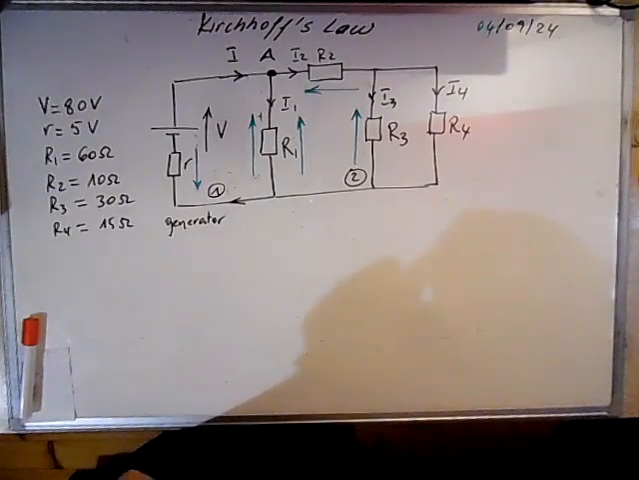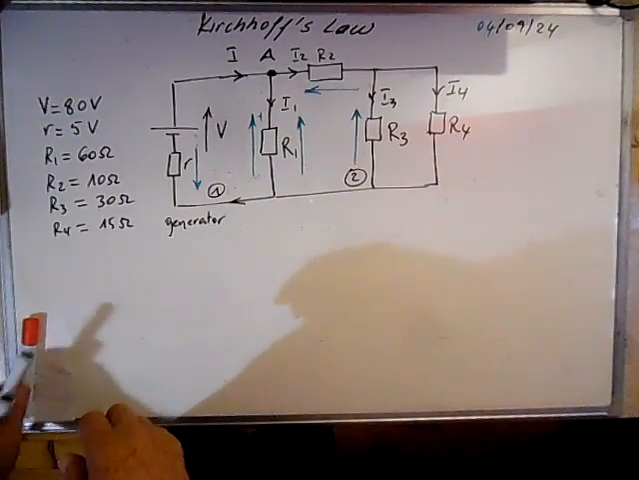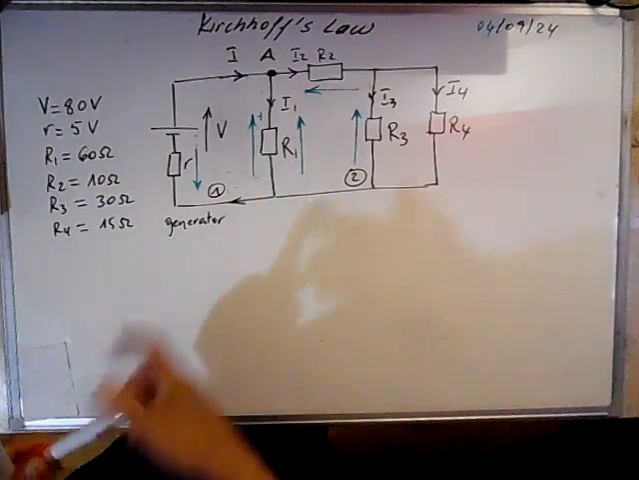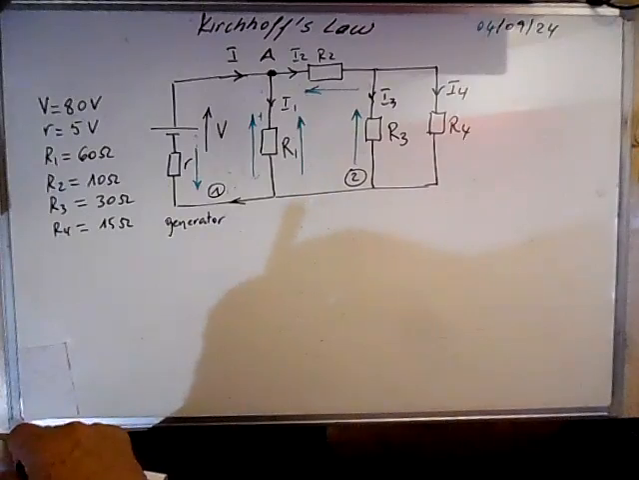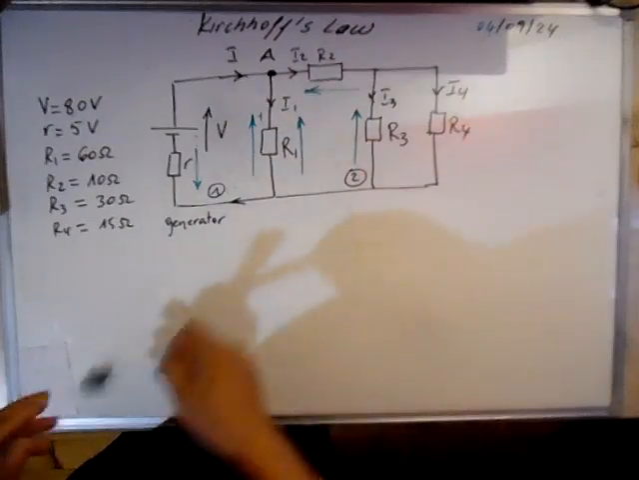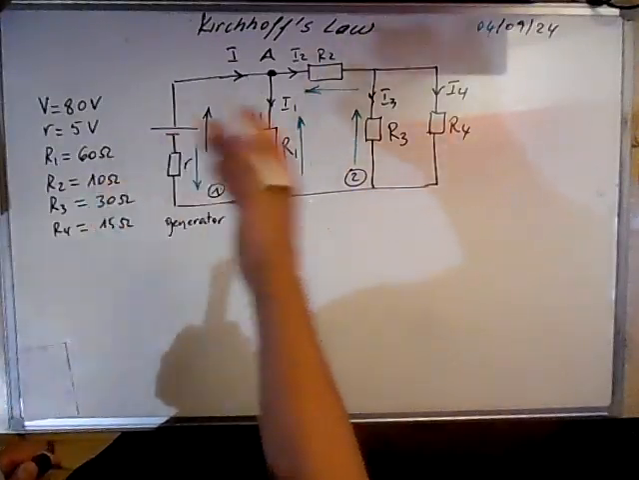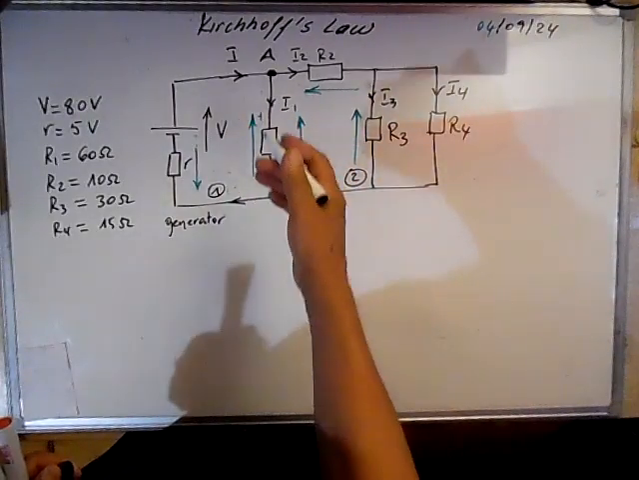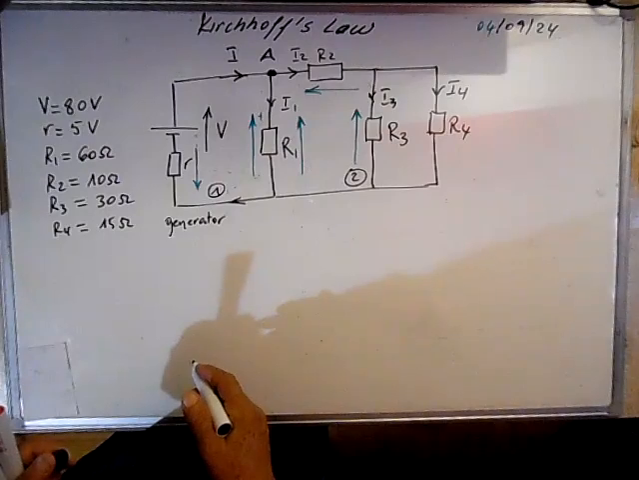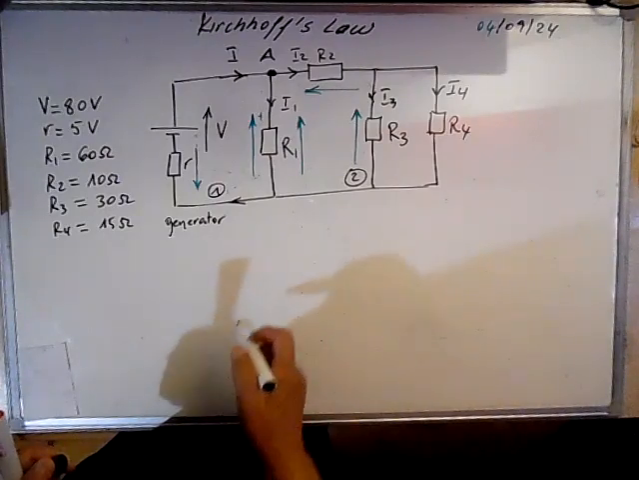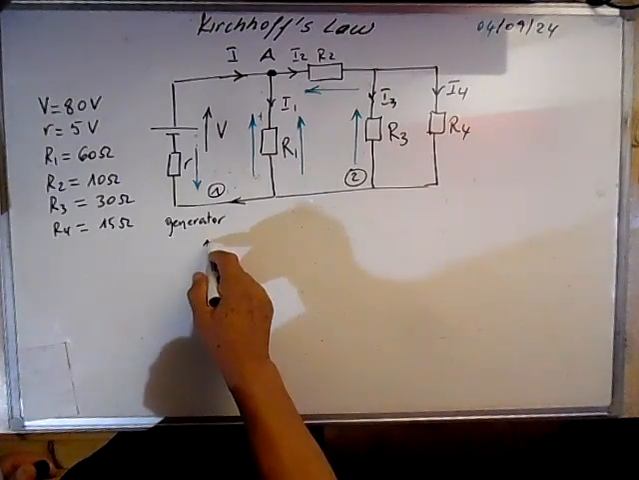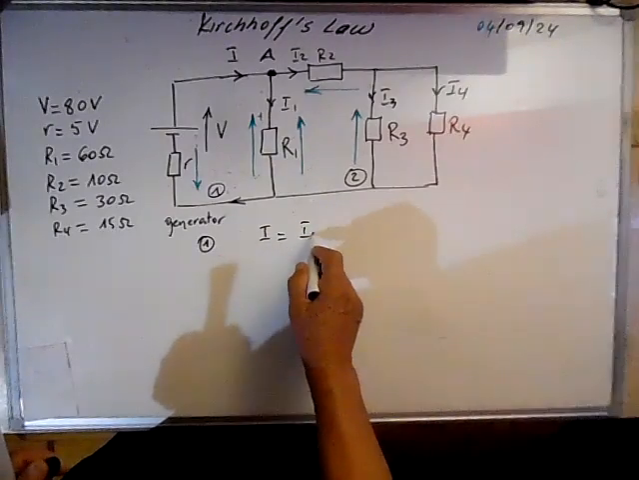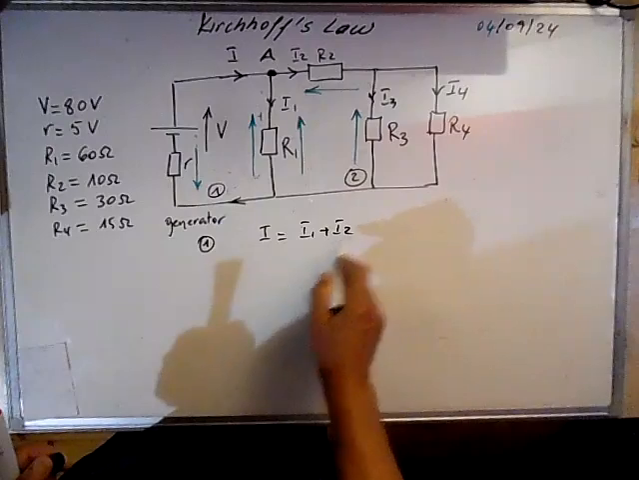Now we have to choose a direction for writing the Kirchhoff's laws. In this node first we can say that the sum of the currents entering a node is equal to the sum of the currents coming out of the node. So first equation we can write that I is equal to I1 plus I2.